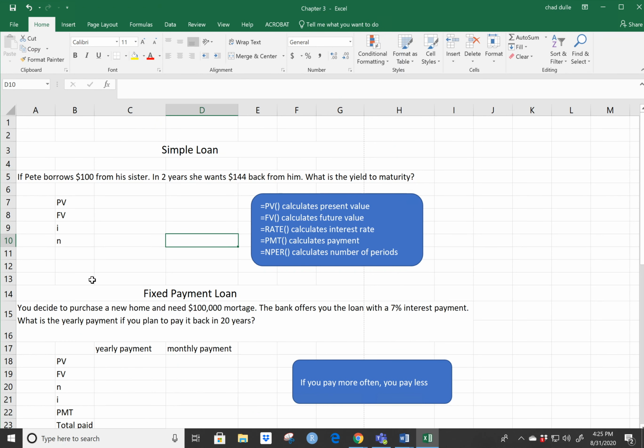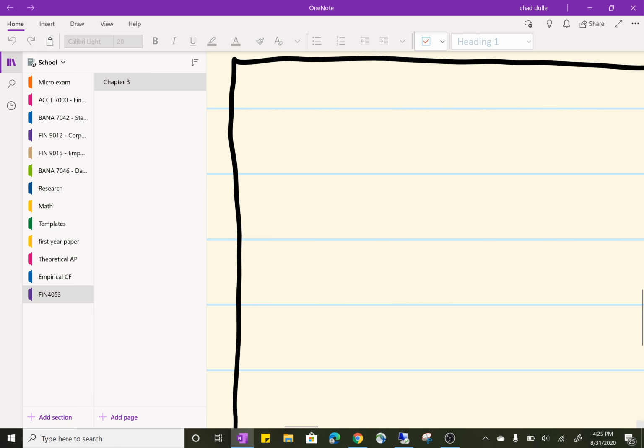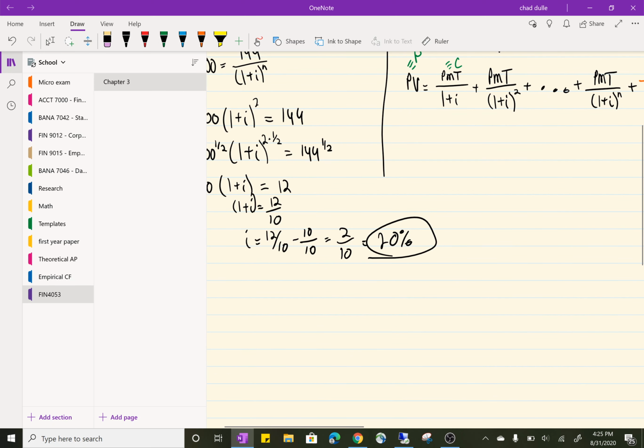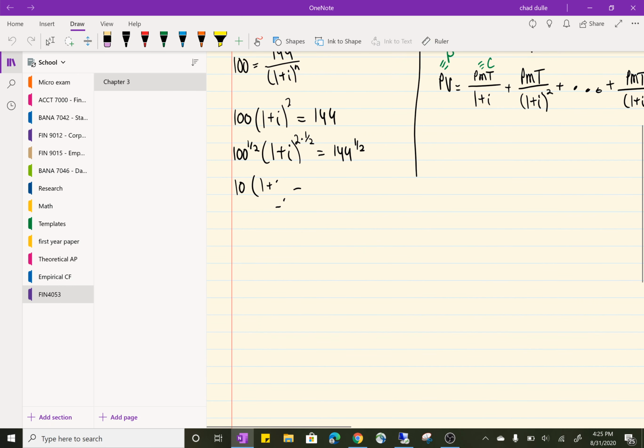So, example 1: if Pete borrows $100 from his sister, in 2 years she wants $144 back from him. What is the yield to maturity? I changed this question a little bit from what was in the book, just to show you more clearly. I'll do this by hand to begin with, just to show you what's going on here. The functions in Excel obviously do it for you, but I think it might be useful to actually see what's going on.